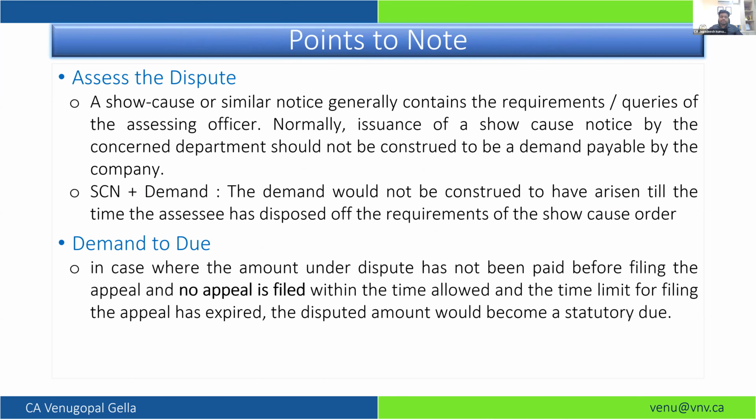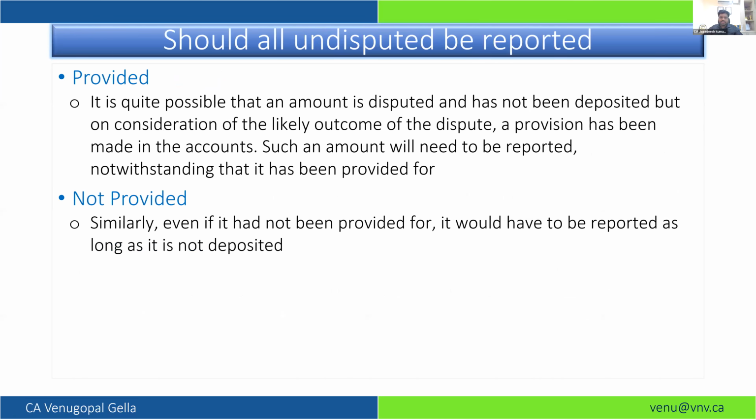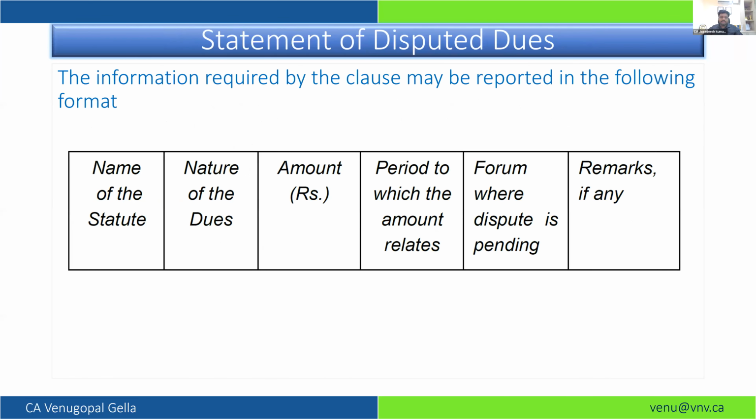Similarly, if there is any disputed amount, you need to report it under paragraph 3.7b, and we'll see how to report that. Here, the name of the statute and the nature of the dues, whether it is a penalty, late fee or tax amount, the amount and the period to which the amount relates, say the Jan month, and the forum where the dispute is pending. Whether it is pending with the appellate tribunal, the High Court or the Supreme Court, you need to report it here, along with the remarks.